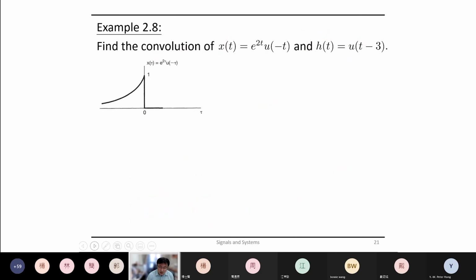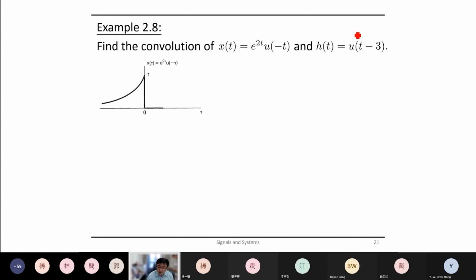So let's look at one last example. In this example, we have x of t equal to exponential 2t, right? So this is an exponentially increasing function, but it's multiplied by u of minus t, so it's non-zero only for t that is negative, right? So your function x will actually look something like this, that is 0 for the positive axis.